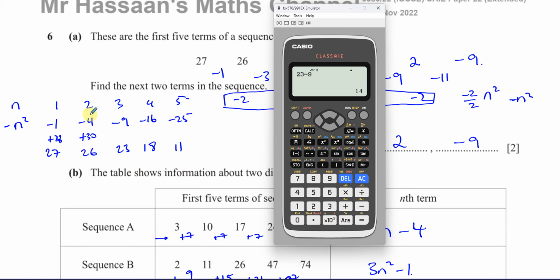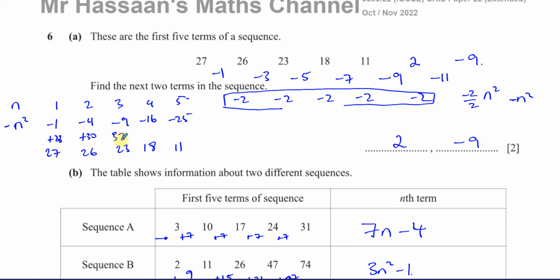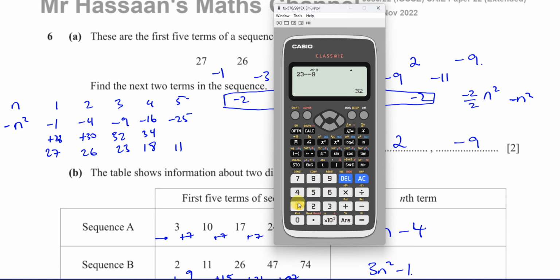That's going to be 26 minus, yeah, so I have to do 23 minus 9. Okay, that's going to give me 32, that's better. 32 minus 9 is 23. And 18 minus 16, that's going to give me 34. Okay, 34 minus 16 is 18. Just make sure that we're correct. So 18 minus 16 gives us 34. Okay, and 11 minus 25 gives us 36.